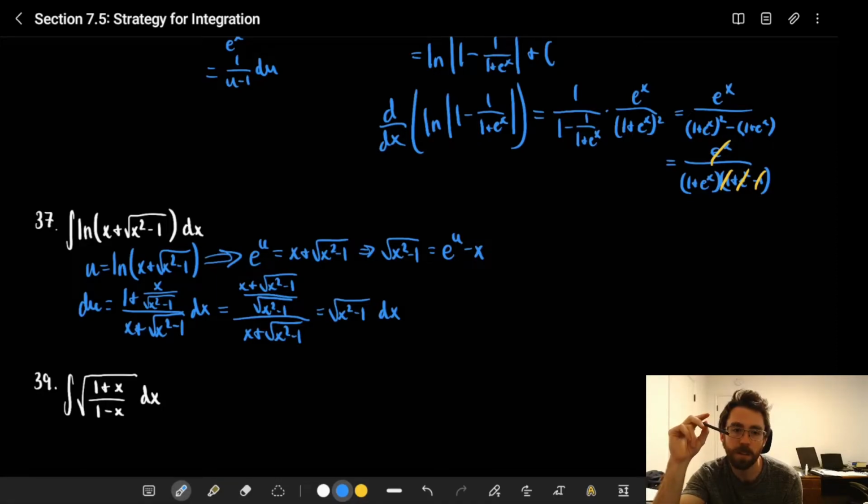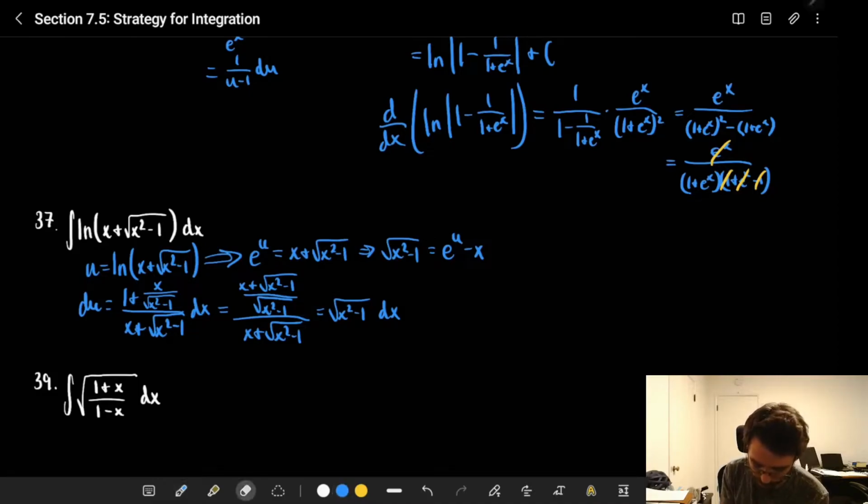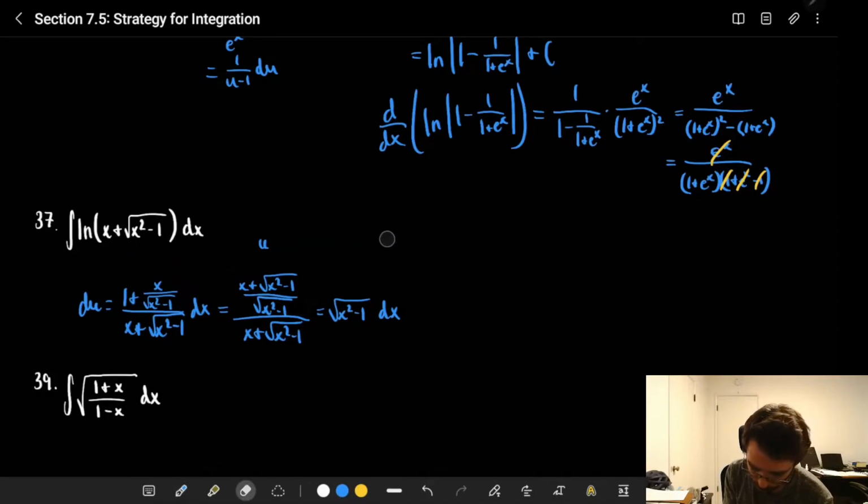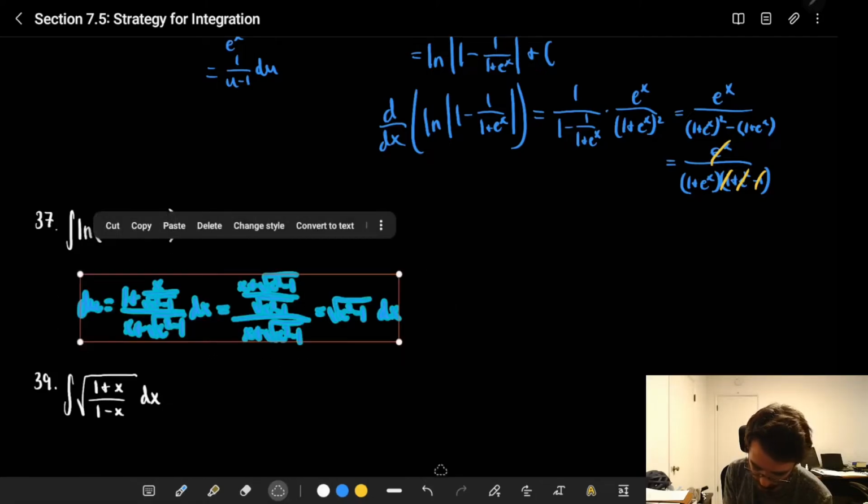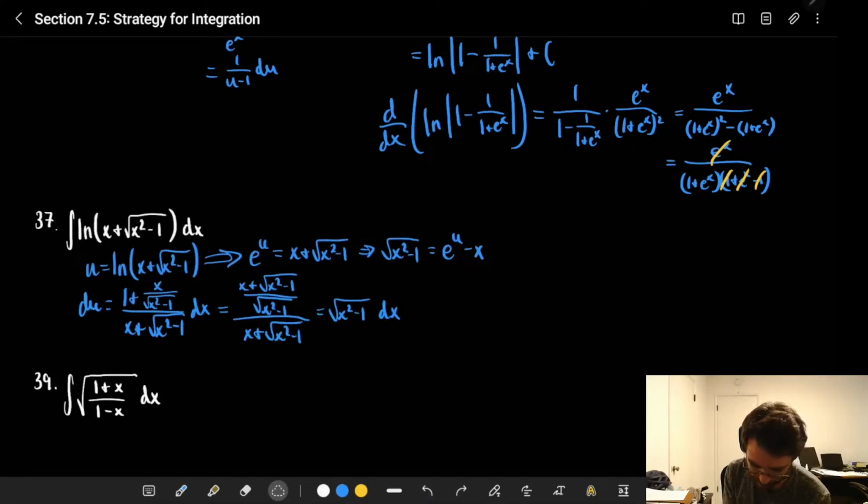uv minus integral v. Wow, okay, integration by parts might do it then. So sorry this is taking so long. I should just leave that. That's still going to be u, but now I integrate by parts and say dv is the rest of it.